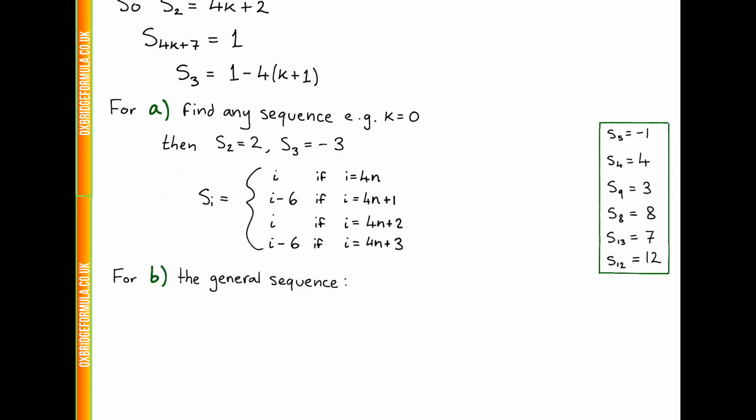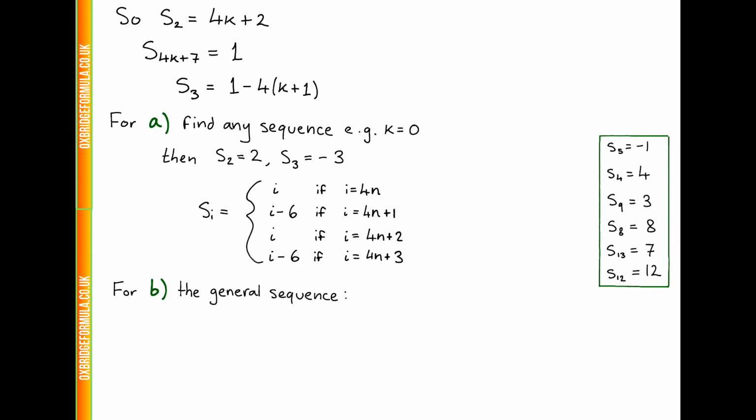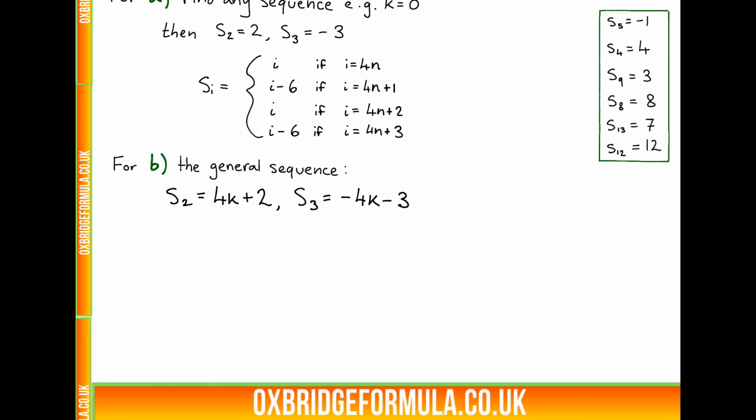Next, we need to do it in the general case for part B. We've already done most of the working, so we just need to adapt what we've done so far to the general case. Remember that in our general case, we use expressions in terms of k for S2 and S3. Now, we only need to make a few small changes. Everything in the S2 sequence is shifted upwards by 4k. Everything in the S3 sequence is shifted downwards by 4k, or by minus 4k.